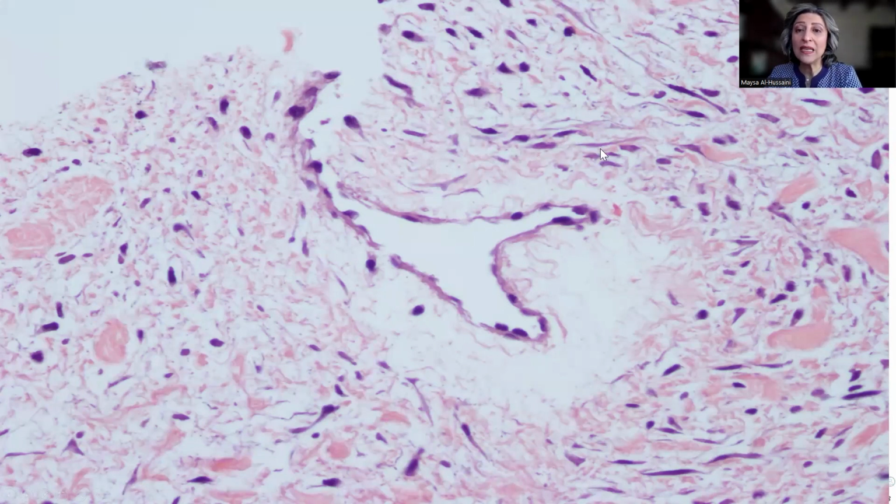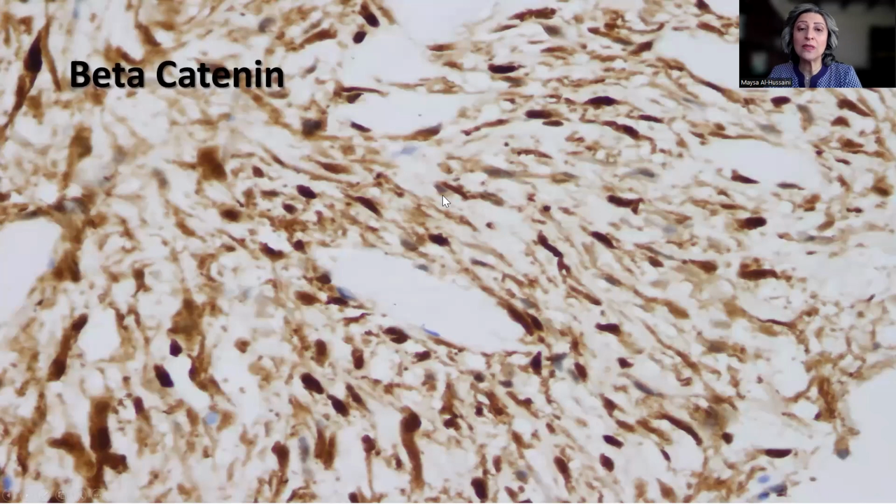And again, the cells don't really come so close to each other. They tend to be separated, and then we have the collagen. These tumors are usually focally positive with smooth muscle actin. But really the diagnosis nowadays relies on the confirmation by beta-catenin.